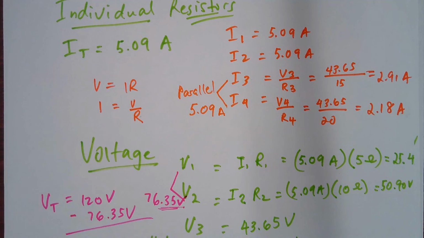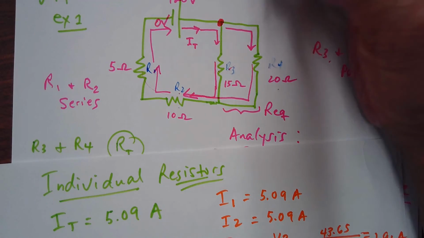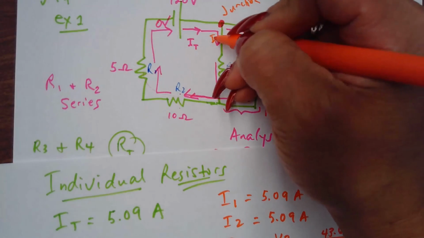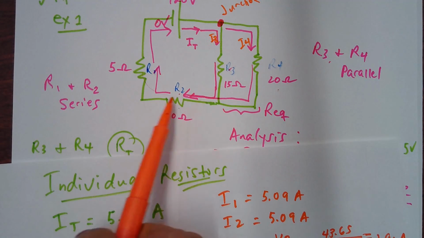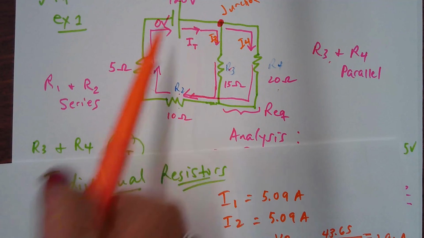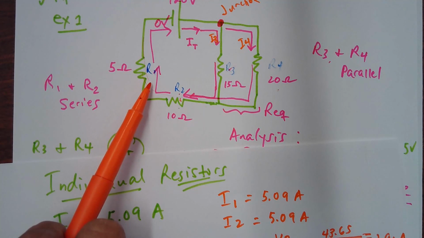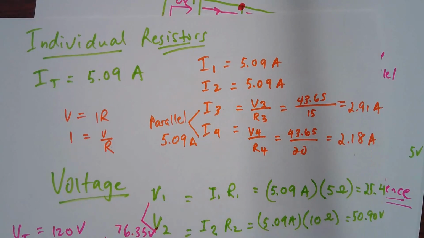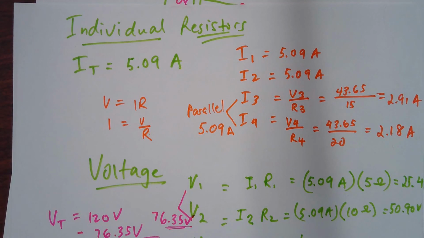The current splits. You see here? The current, you see that current? I just drew it right here. This is called a junction. Some of the current will go here. That's called I3. And some of the current will go here. That's called I4. But you have no choice here. All the current that's going to go here, that's 5.09, is going to go through R2. And it's all going to go through R1. But here they split. That's why it's less.